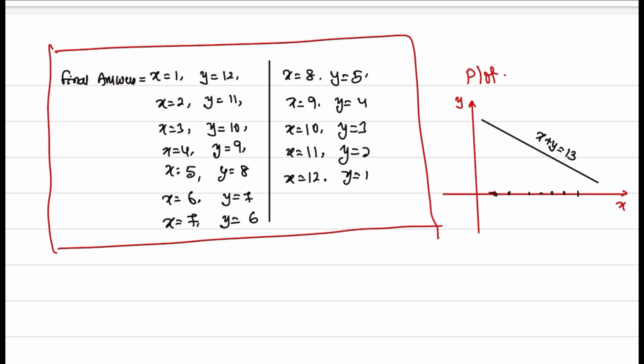This is for k is equal to 0. Then we can put k is equal to 1 and get all the x values, y values. Then we can put k is equal to 2. Then we can put k is equal to 3. And this is for k is equal to 0, x plus y is equal to 13.